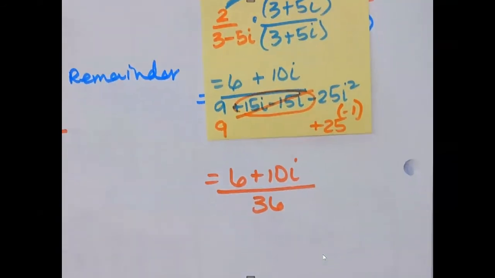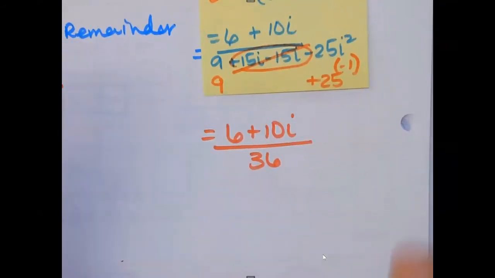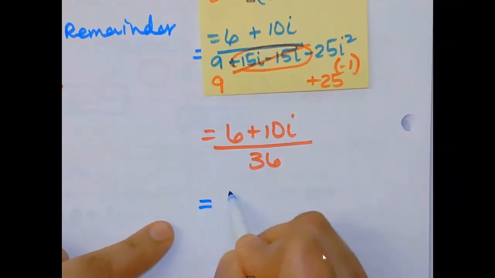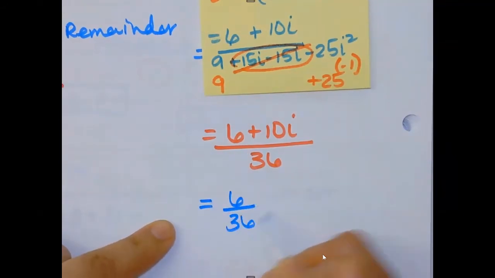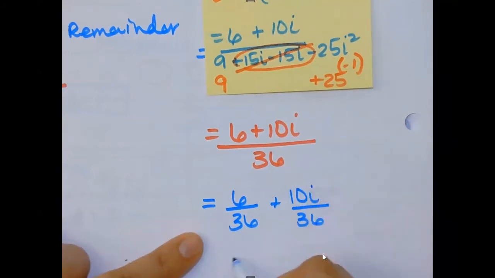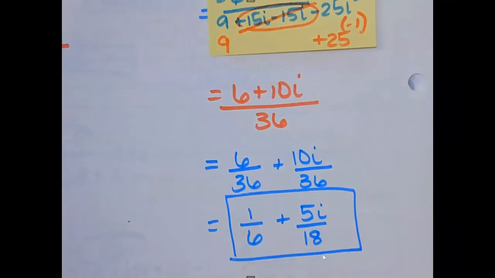You need to be careful. You actually need to make sure that you know how to simplify. Go ahead, go one more step. Break it apart into 6 over 36 plus 10i over 36. It goes under both of those, and then reduce. So this is 1/6 plus 5i over 18. And that's the most reduced that it'll be.